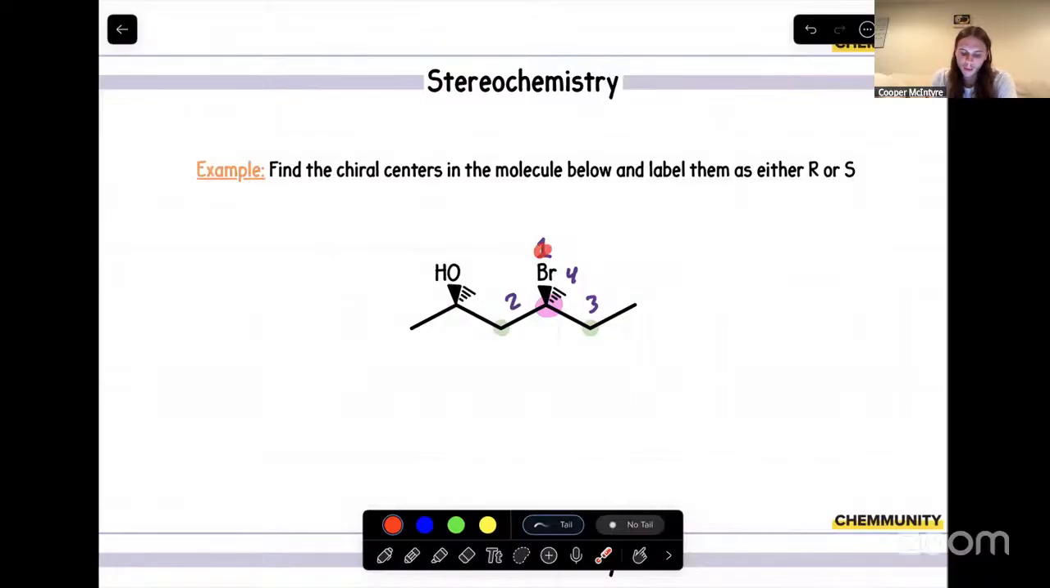So we're going from 1 to 2 to 3 to 4. And if I hold that there, we're moving in the counterclockwise direction, which yet again means we're looking at the S configuration. And I just wrote down R. We're looking at the S configuration. There we go. Perfect. We'll move on to the next one.